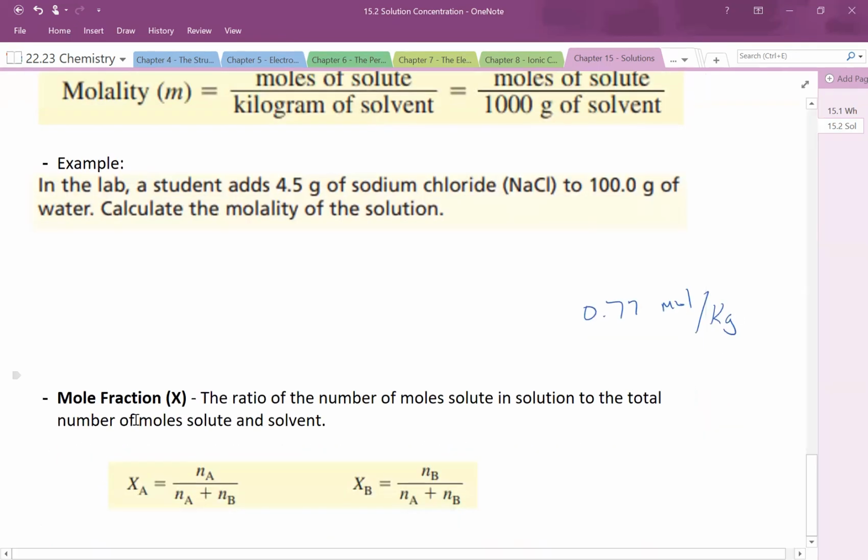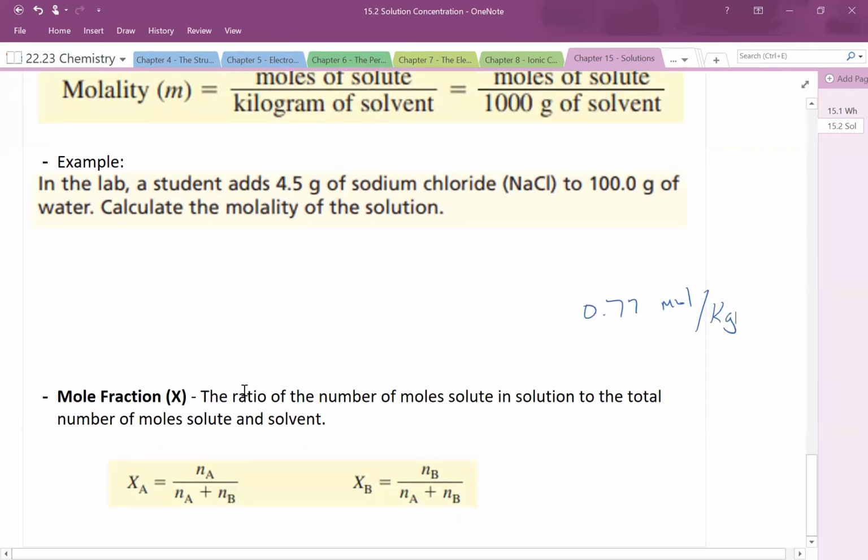The last thing to talk about is the mole fraction, denoted as X. The mole fraction is the ratio of the moles of solute to the total moles of solute and solvent. I have those formulas down here, so copy them into your notebook, and we will work with this a little bit more in class.